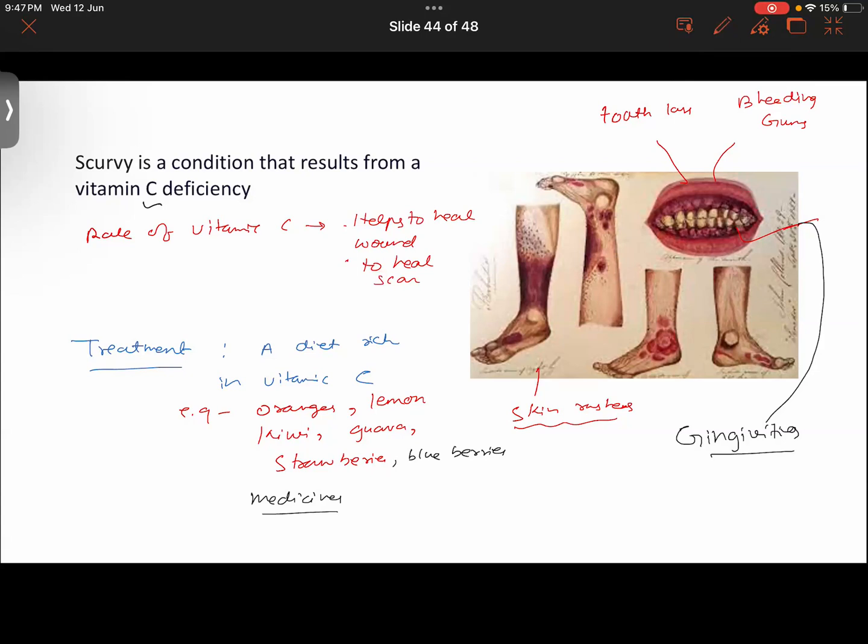Heal scar. So it helps to heal the wound and it helps to heal the scar. Apart from this, it has got a variety of other functions. Like it is important for growth of skin cells. So there's a variety of role of vitamin C. If the body does not get it in proper amount, thereby the person would be suffering from this condition.